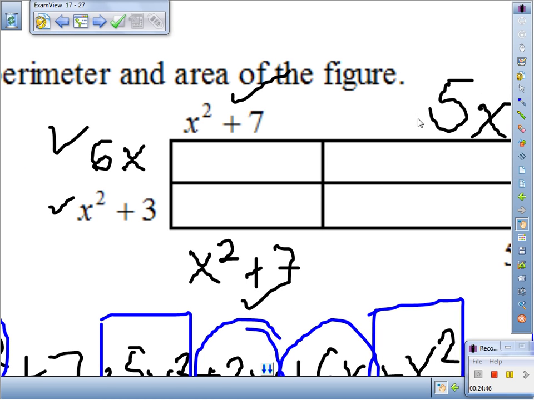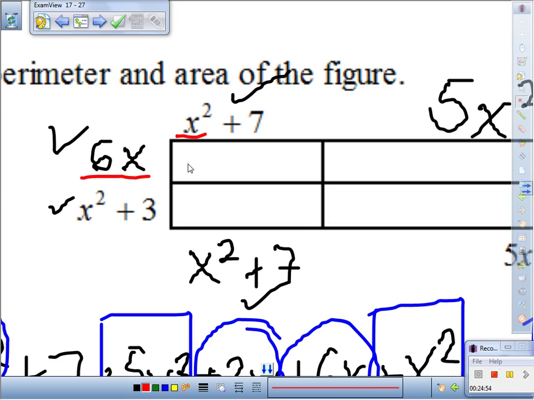I'm going to start with this one first. Here it goes. What is 6x times x squared? Let me repeat that again. What is 6x times x squared? 6x cubed. Because you have the exponents, all the variables, yes? We're multiplying now. What is 6x times 7? Plus 42x. Okay, so I'm done with that one.